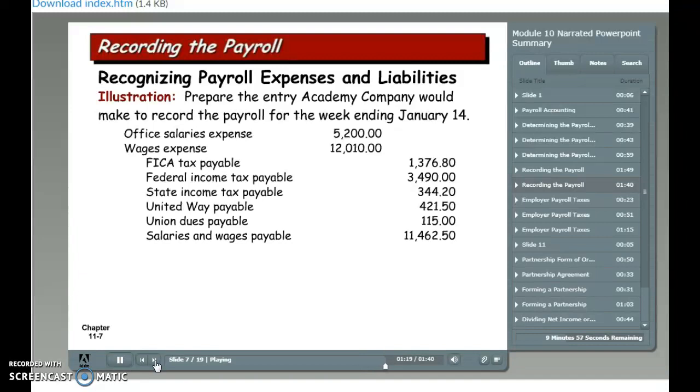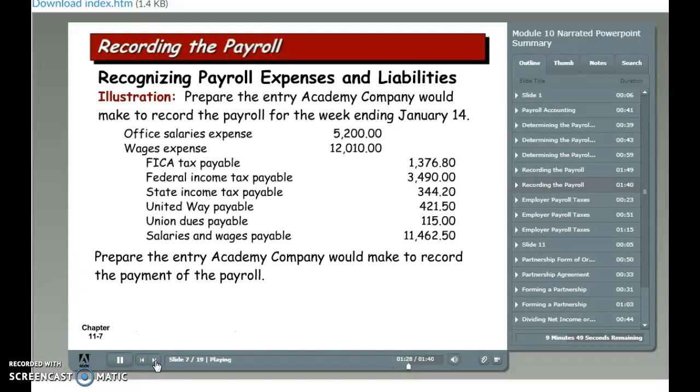There is usually a time lag between when the pay period ends and the employees get paid. The journal entry to record the payment of the payroll to the employees is a decrease or debit to the salaries and wages payable amount and a decrease or credit to the cash.